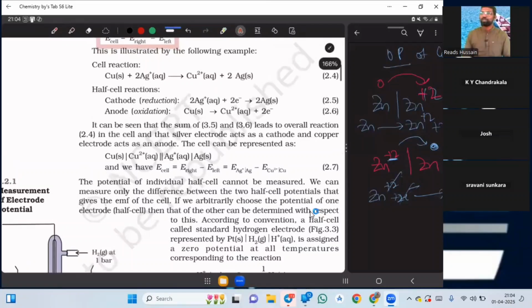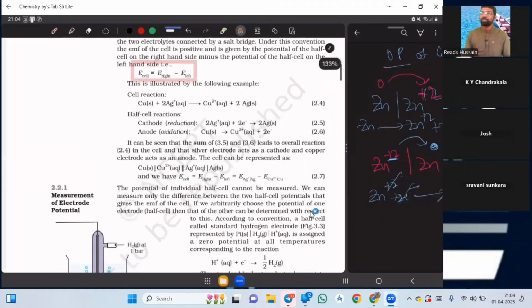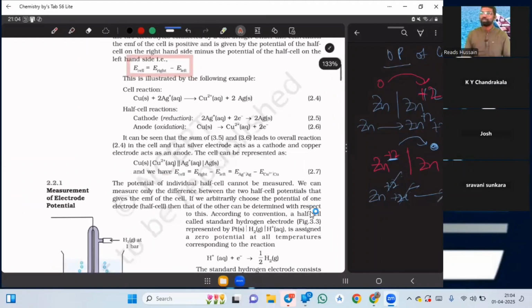This is how we have to write the cell reaction, the cathode and anodic reactions, and the cell representation. First, from the cell representation, we can write the electrode potential of the complete cell. All right, this is the topic. Dear students, the meeting may end within some 10 minutes.